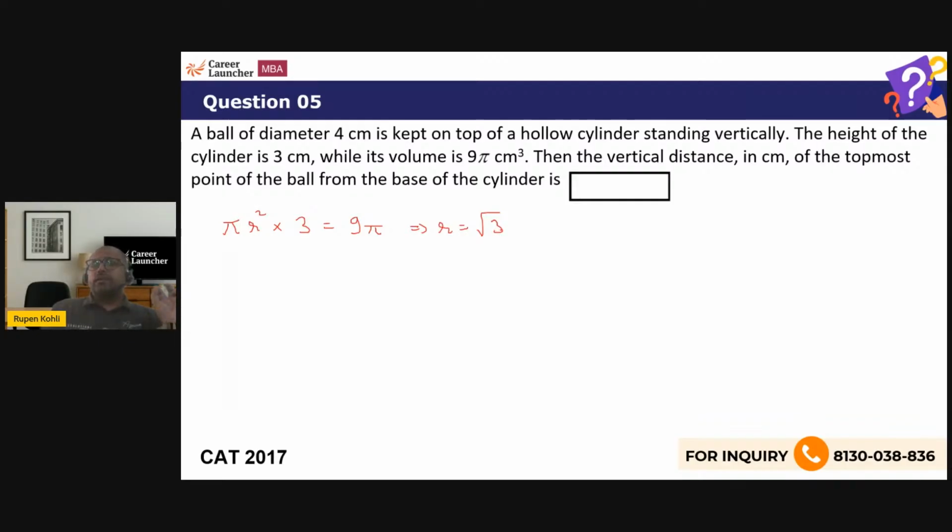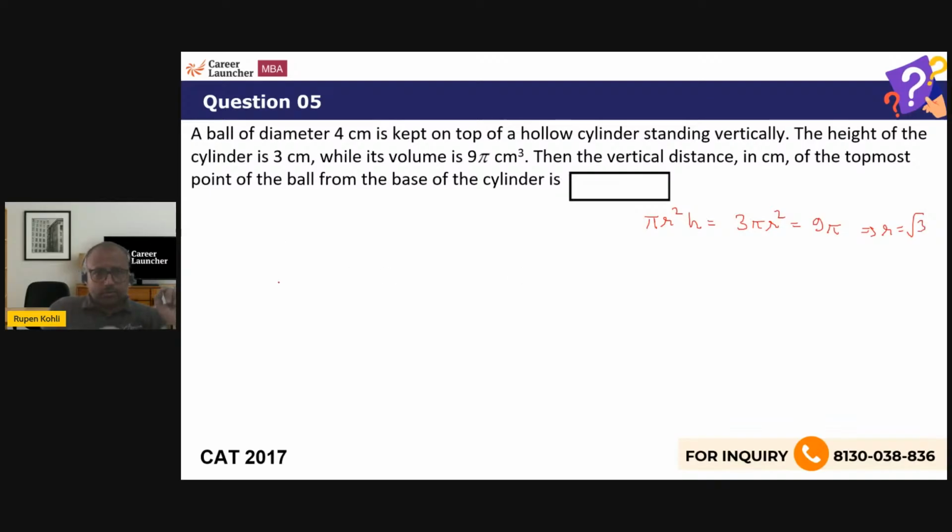The radius of the ball is 2. 2 is more than root 3, so yes, makes sense. We have to find the vertical distance of the topmost point of the ball from the base of the cylinder. Now let's draw the figure over here. Right, pi r square h was basically 9 pi, h is 3. So 3 pi r square was 9 pi, r square is 3, r is root 3.